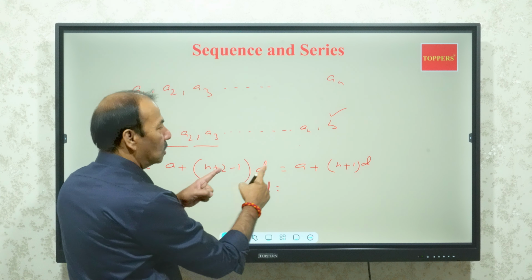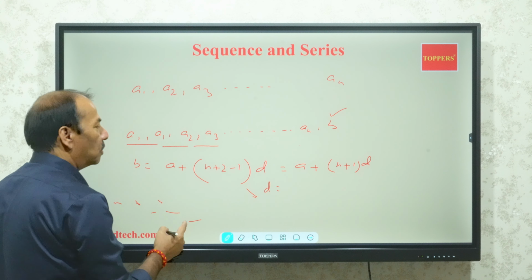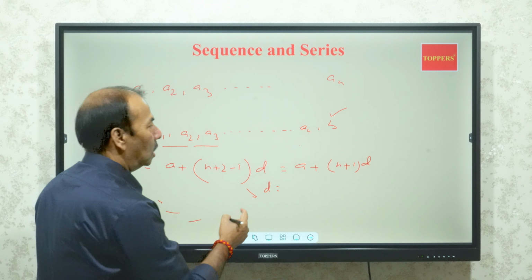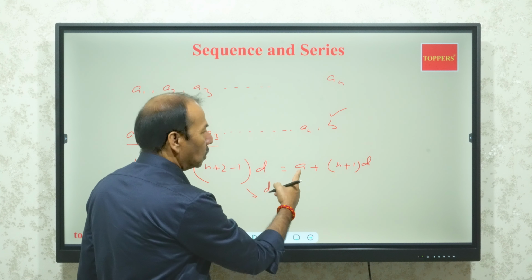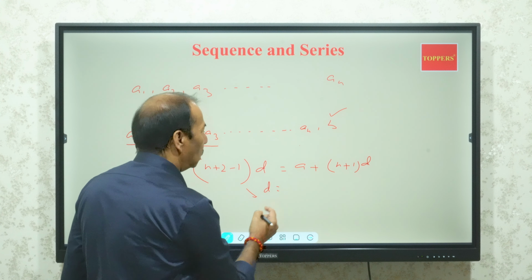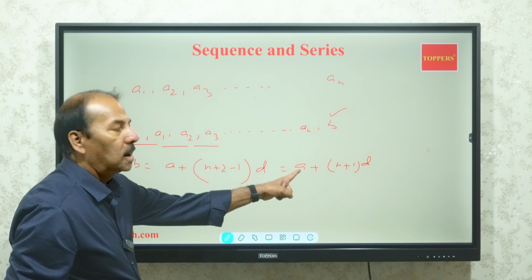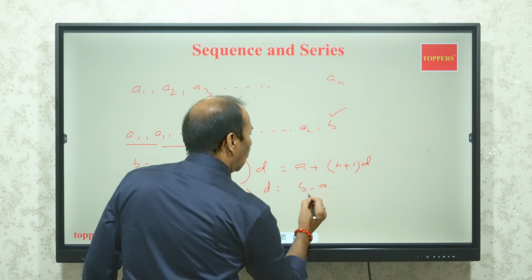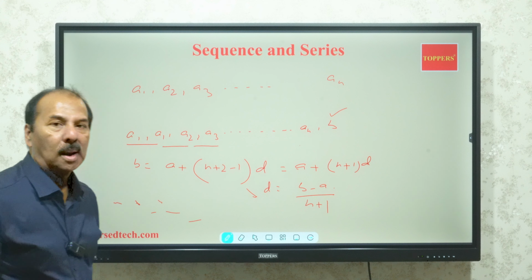B is equal to A plus this. So from here, we can calculate D. D is equal to B minus A, divided by n plus 1. So the common difference D is (B minus A) upon (n plus 1).